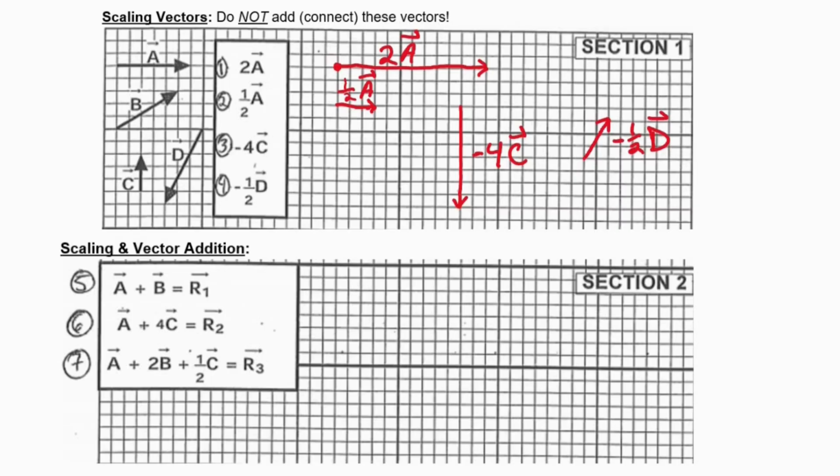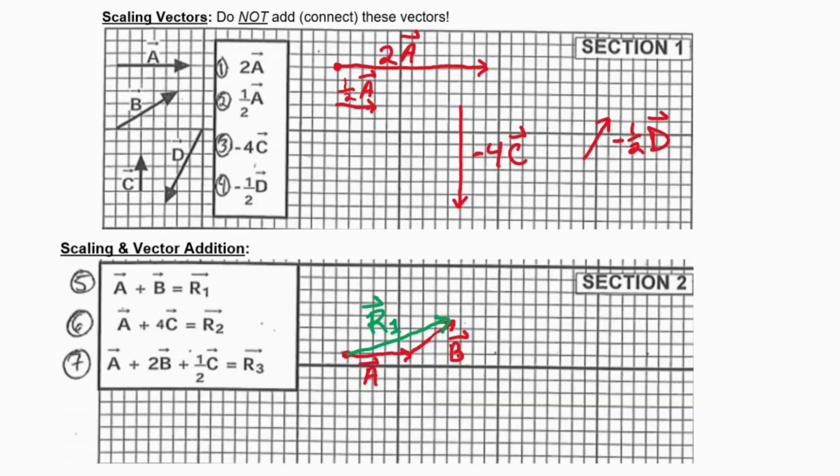Okay, so for problem number 5, we have a little vector addition here. So we have a plus b is equal to the resultant vector r1. So we have a, which is going to the right, about that much. So this is a plus b, which is going up and to the right. And that's resultant vector r1. So that's our resultant vector, r1.